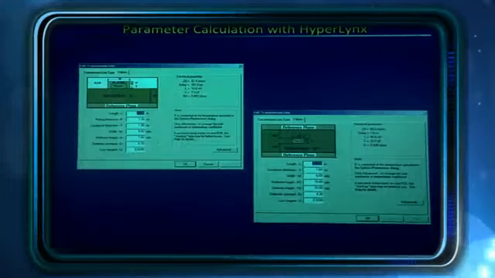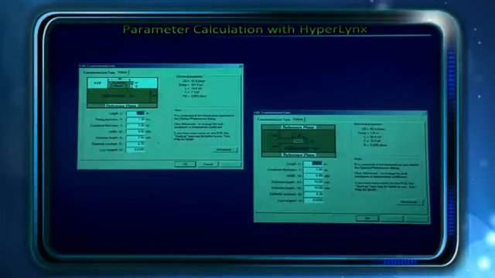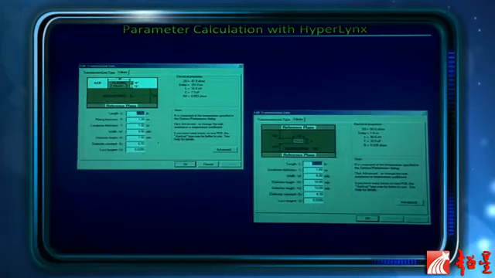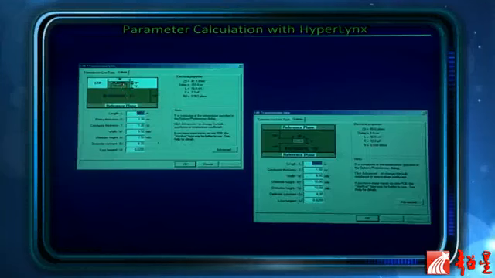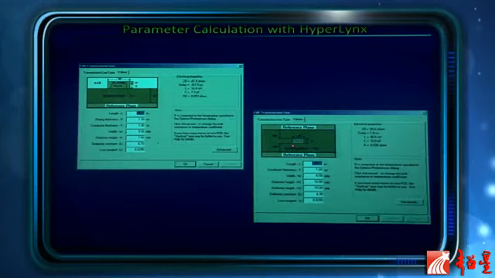This is just a snapshot of HyperLynx. You can see what happens when you change the structure of the microstrip. This is the microstrip. This is the stripline.